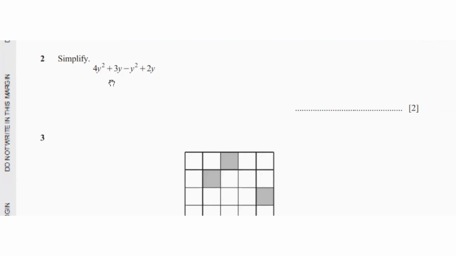Question 2 says simplify 4y squared plus 3y minus y squared plus 2y. So we collect the like terms, 4y squared minus y squared and 3y plus 2y. So that's 3y squared plus 5y.